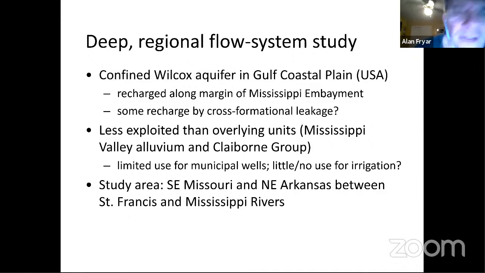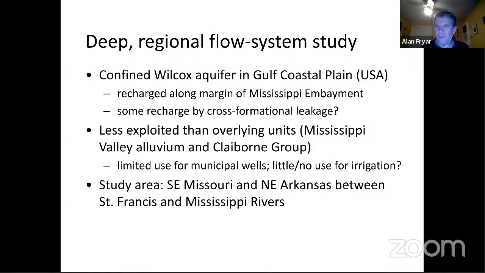The first is a study of a deep regional aquifer system. This is the Wilcox Aquifer, the Wilcox Group in the Gulf Coastal Plain of the United States. And this aquifer is a confined aquifer. Recharge occurs along the margin of what's called the Mississippi embayment, kind of an upland area.